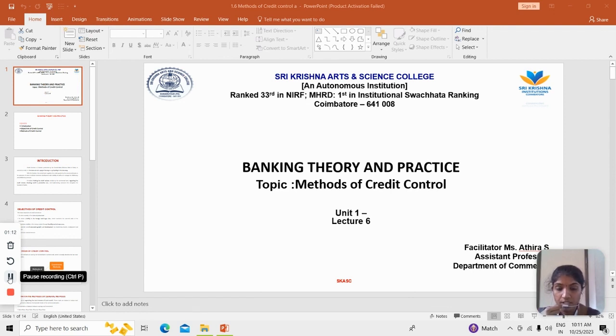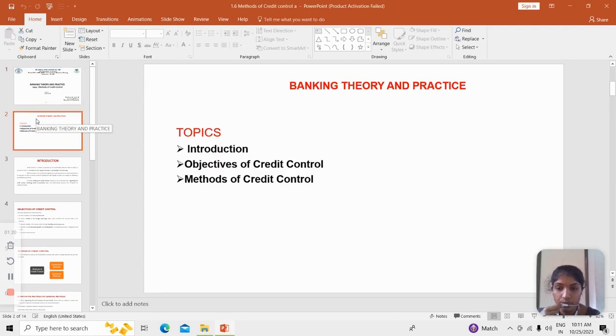We all know that the Reserve Bank of India is the apex institution which controls, coordinates, and maintains the monetary policies in the Indian economy. So today we are going to discuss the objectives of credit control techniques which have been introduced by the RBI, and also the two major methods of credit control techniques.